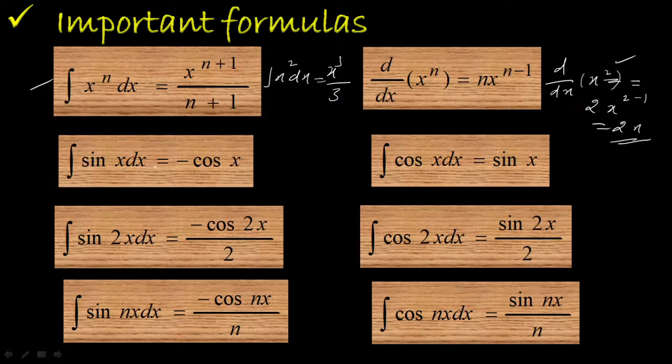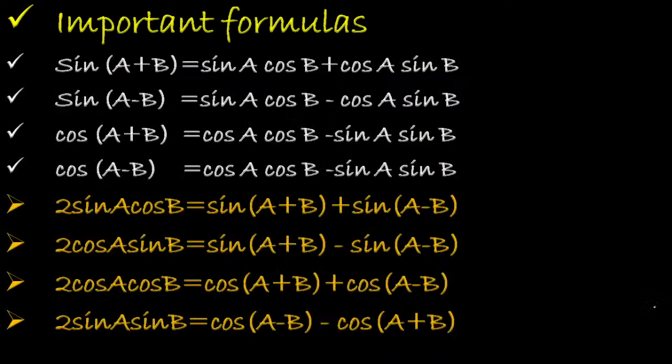Now, integral sin x dx is equal to minus cos x, whereas integral cos x dx is equal to sin x. Whereas integral sin 2x dx is equal to minus cos 2x divided by 2, and integral cos 2x dx is equal to sin 2x divided by 2. So in general, we have integral sin nx dx is equal to minus cos nx divided by n, whereas integral cos nx dx is equal to sin nx divided by n.